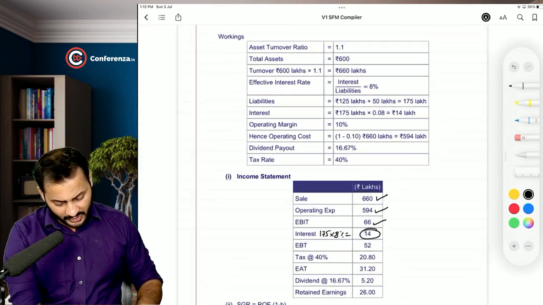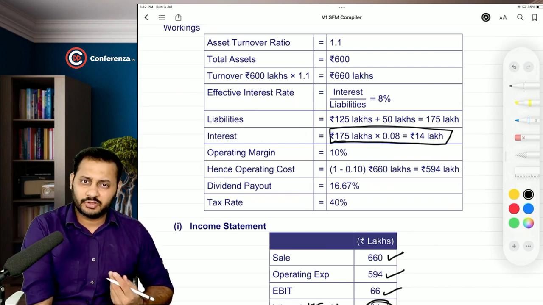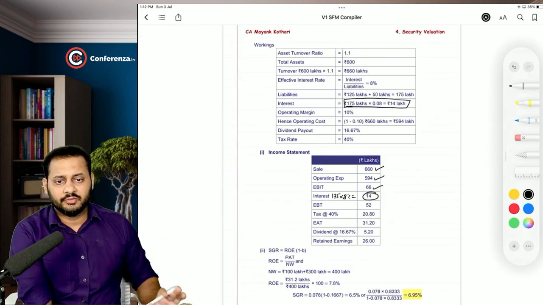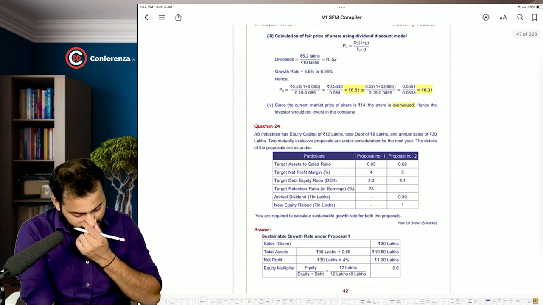14 lakhs. I think they might have given here as well. So effectively 8% on the entire bonds. Rest everything is same. You can do it by yourself. So question number 23, I will just end up.